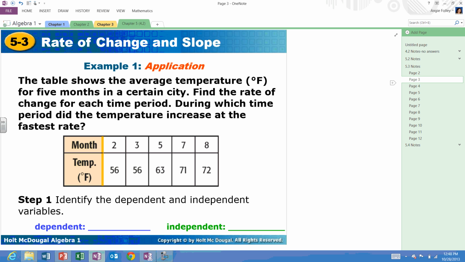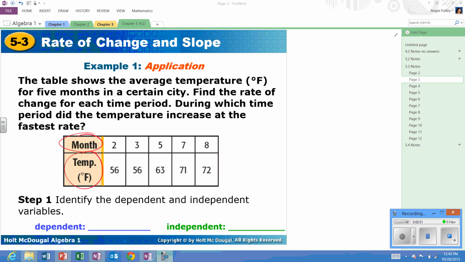So let's try an example. This table right here shows some months and the temperatures during those months in a city in degrees Fahrenheit. It asks us to decide during which time the temperature increase is the fastest. But first let's decide what our dependent and independent variables are before we can decide that.